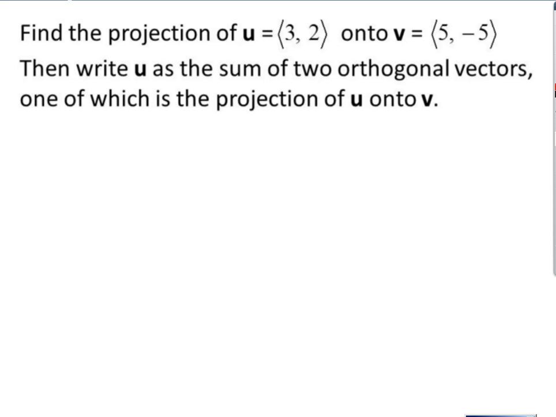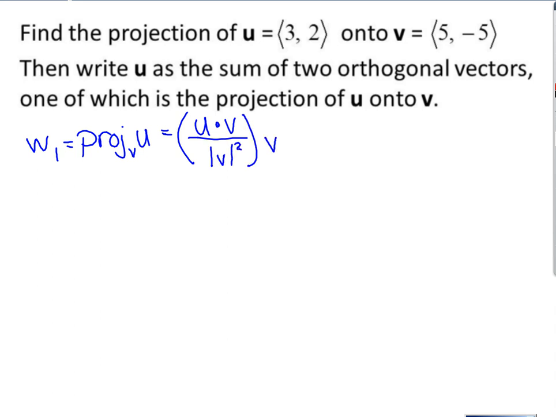So we need to find the projection of u onto v. Then we're going to write u as the sum of two orthogonal vectors, one of which is the projection of u onto v. So we're going to write u as w sub 1 plus w sub 2, where w sub 1 is that projection itself. So w sub 1 is the projection of u onto v. We know our formula for this is u dot v over the magnitude of vector v squared, and then we're just going to multiply it by vector v itself.